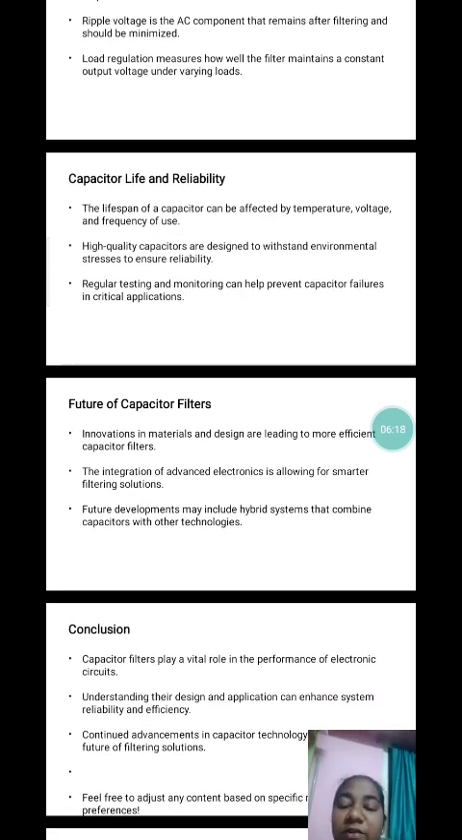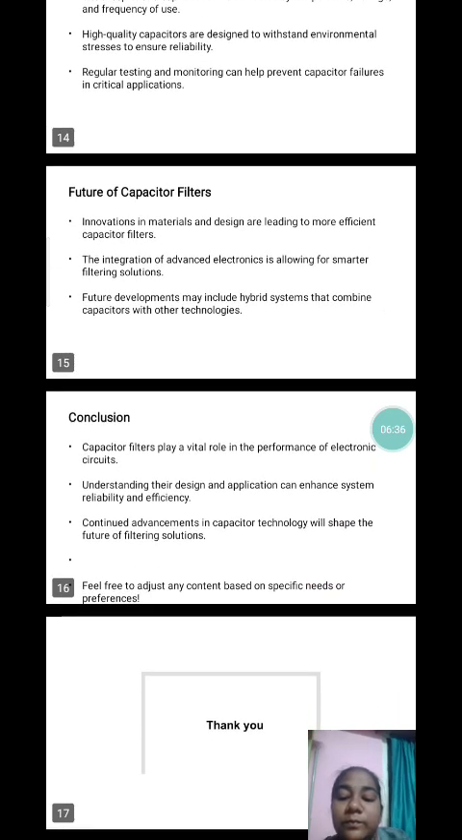Future of capacitor filters. Innovations in materials and design are leading to more efficient capacitor filters. The integration of advanced electronics is allowing for smarter filtering solutions. Future developments may include hybrid systems that combine capacitors with other technologies.